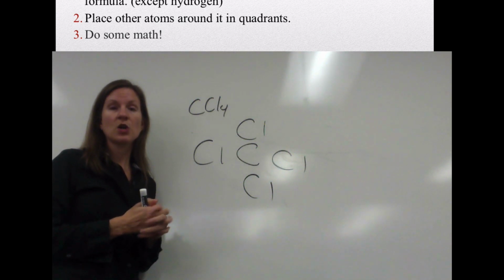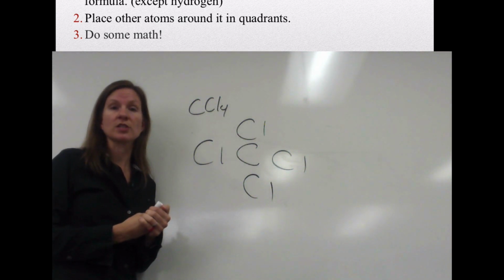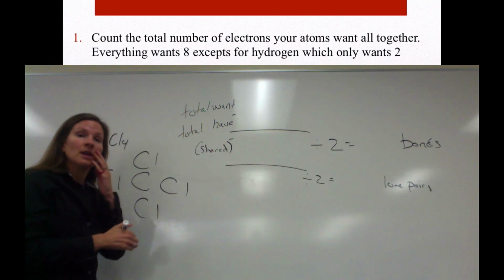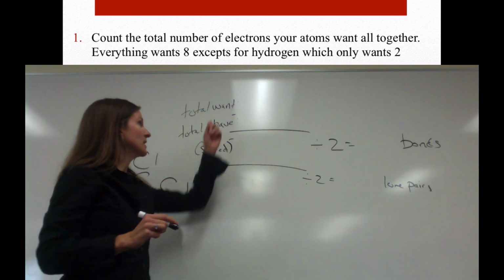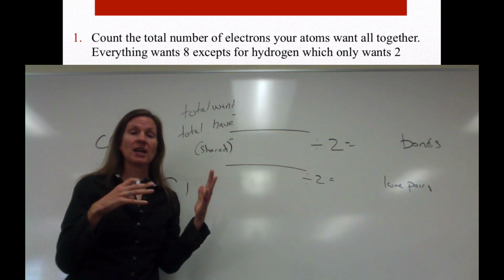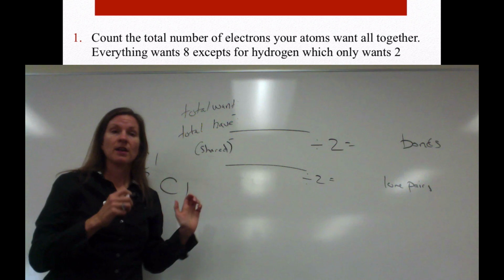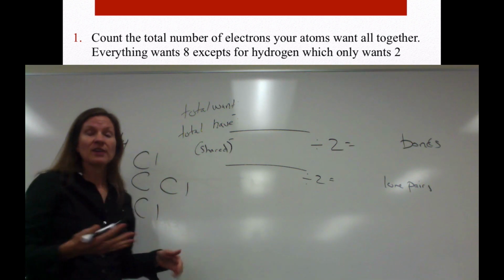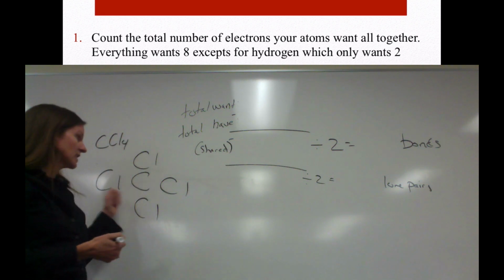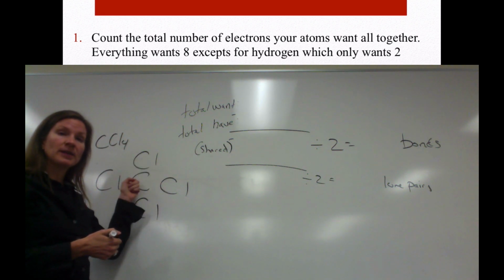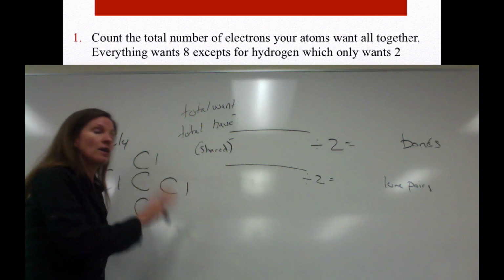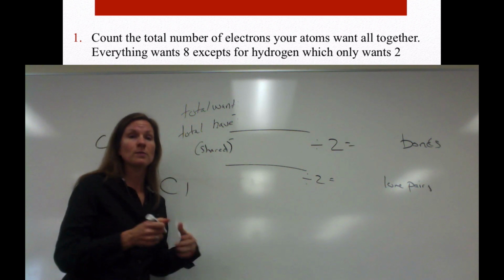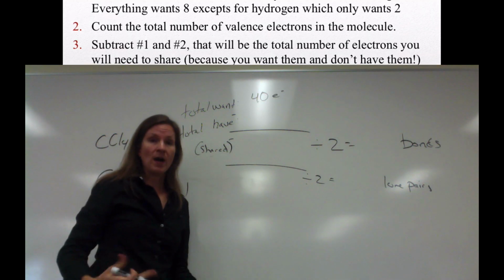And that math will allow you to know how many bonds and how many lone pairs this structure takes on. So how do I figure out how this thing is going to bond together? I do some math. Okay, so step one, I count up the total number of electrons, once these are all bonded together, that the atoms would want. And the way it works is everything wants 8 except for hydrogen, which wants 2. So if I look at this, I have 4 chlorines and 1 carbon, so 5 total atoms. And all 5 want a total of 8 electrons. So 5 times 8 then would be 40. So that's how many I want.